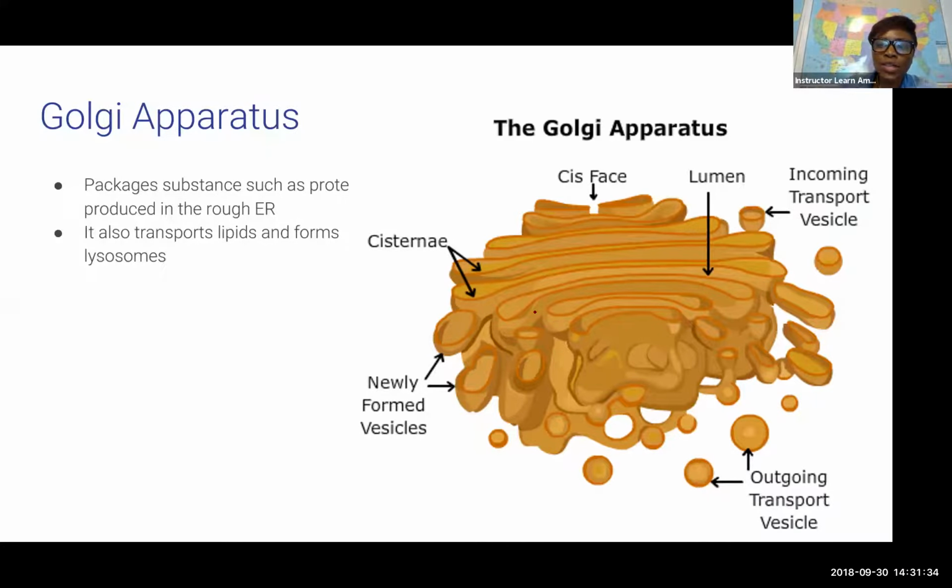And the way you distinguish this in comparison to the rough ER is that you will not see ribosomes attached to this structure. And most of the time, if not all the time, you're going to see these vessels floating along the side. You're going to see vessels moving. So because of that, the Golgi apparatus is referred to almost like the post office of the cell, where materials are packaged and distributed throughout the cell. And we'll see that materials such as lipids or even enzymes from the lysosomes will be packaged and sent throughout the cell.